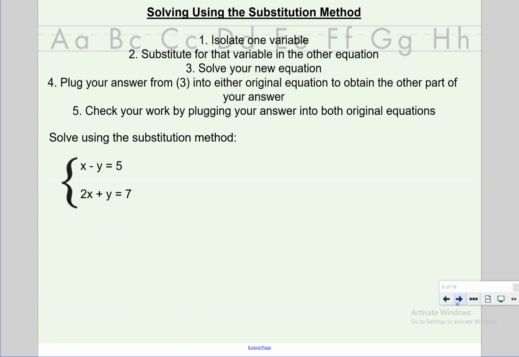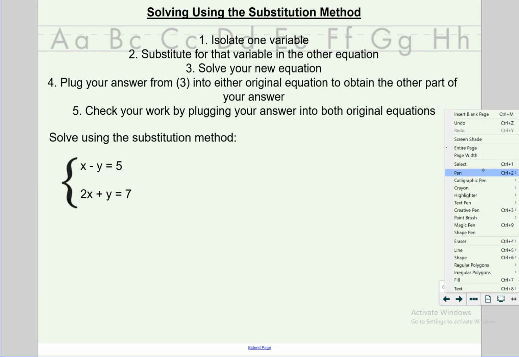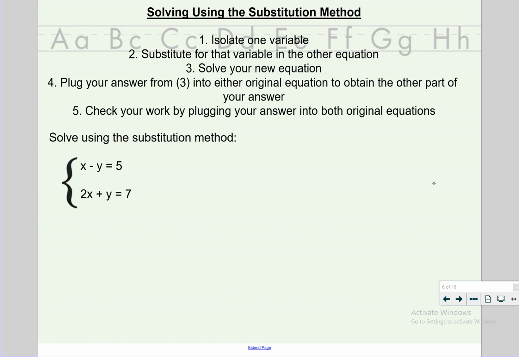All right, so let's do this example. First equation is x minus y equals 5. Second one is 2x plus y equals 7. So first thing I want to do is get one variable alone in one of the equations. So if I'm looking at this, I'm going to say probably either that x on the top equation or the y on the bottom equation. Don't have anything in front of it. Pretty easy to get alone.